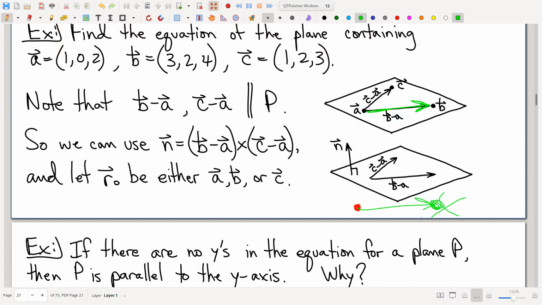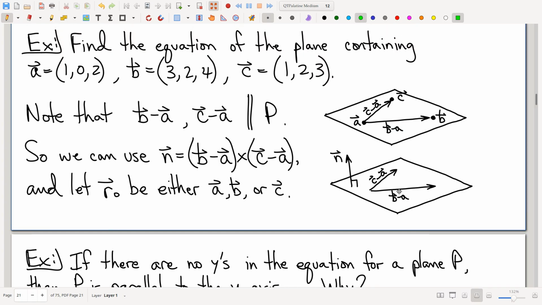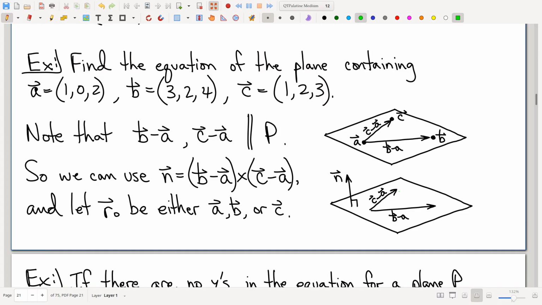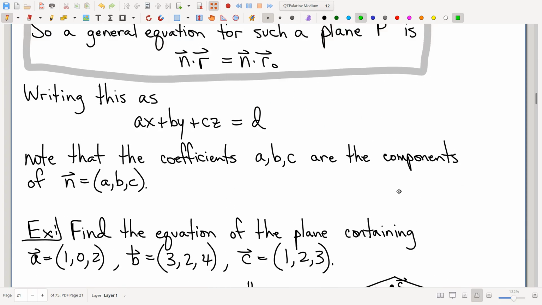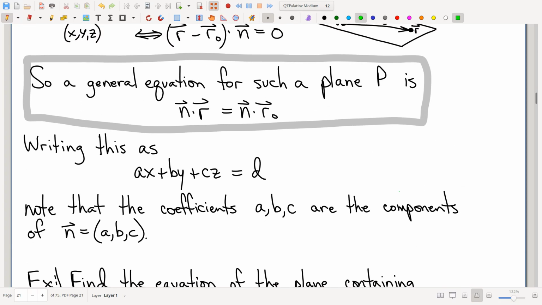So when you dot n with r and r naught, you're dotting with the vector associated with the point. Dots are always between two vectors. I'm still a little confused about the equation for the plane. For some normal vector n to the plane, the dot product of n with r. r is a point.